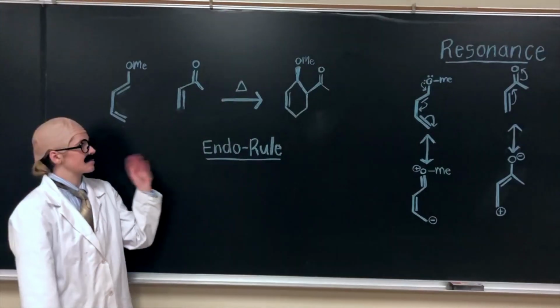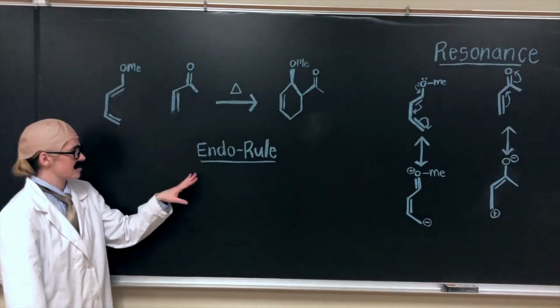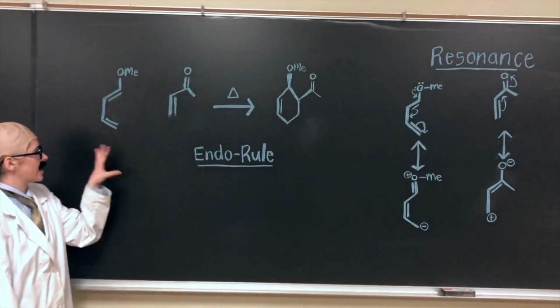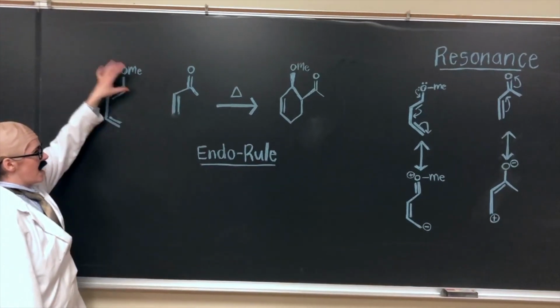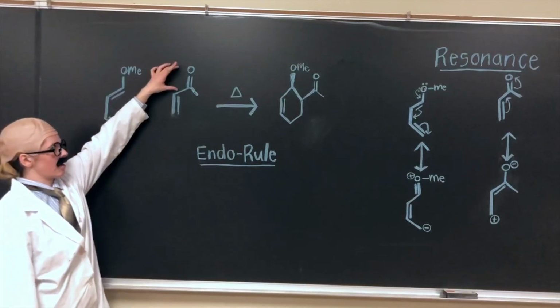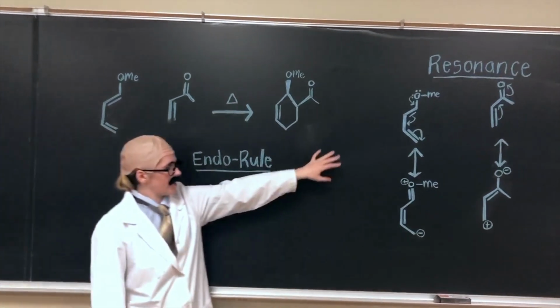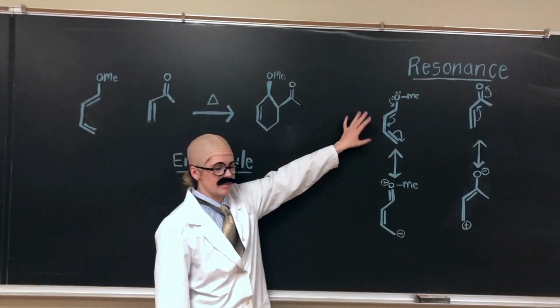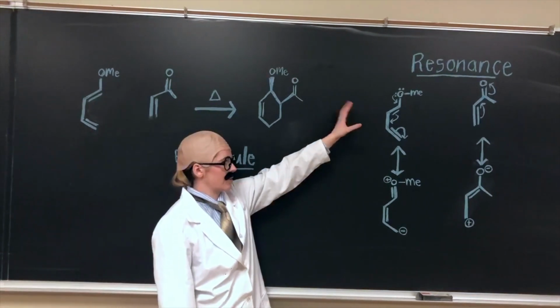So here for this specific reaction, we are illustrating the endo rule. For the diene, we have an electron donating group, and on the dienophile, we have an electron withdrawing group. So over here, we have the resonance to show how these inductive effects determine the cycloaddition.